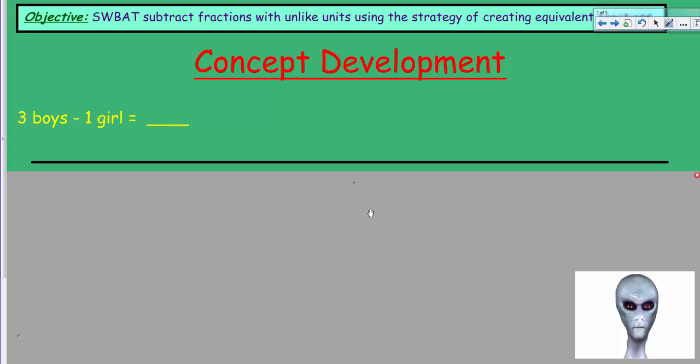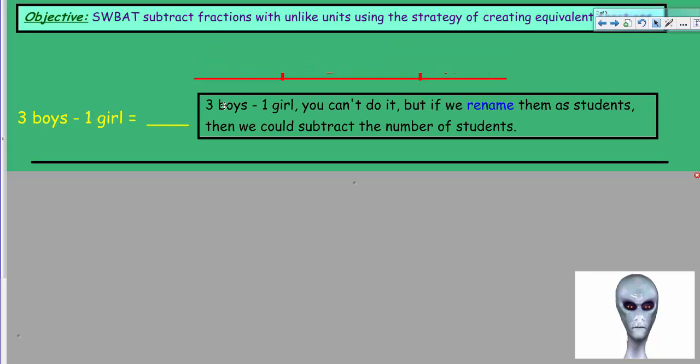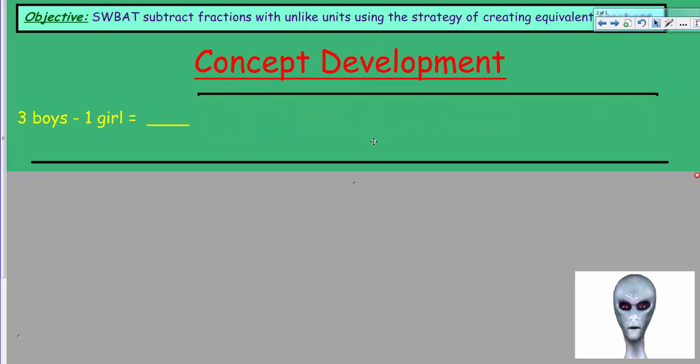Now, going on to the next page, we have our concept development, and we're looking at this problem here. It says 3 boys minus 1 girl equals, well, when you think about it, we can't solve that. 3 boys minus 1 girl, you can't do it. But if we rename them, keyword rename, as students, then we could subtract a number of students. So if we said 3 students minus 1 student, we would have 2 students, right? So basically, that's what we would try to do in this problem. That's why I put this little thing here.